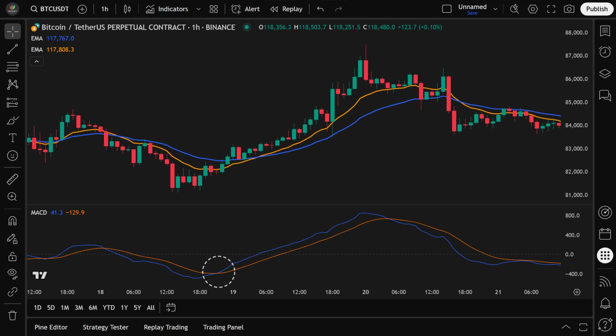When the MACD line crosses above the signal line, it is considered a bullish signal, suggesting it might be a good time to buy. When the MACD line crosses below the signal line, it is seen as a bearish signal, indicating it might be time to sell or exit.